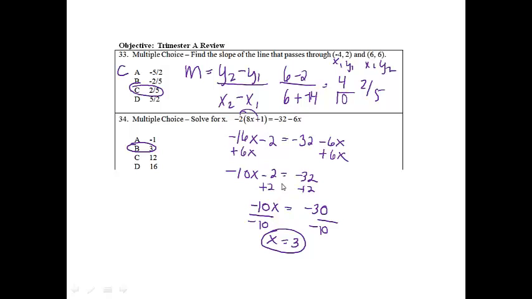Right, if you were not sure how to solve that, an alternate way to work the problem would be to put -1 in for both of the x's and see if you get the same answer when you plug that in. And if that didn't work, we'd keep going down through our choices until we got one that worked. So I'd strongly suggest doing that if you need to.